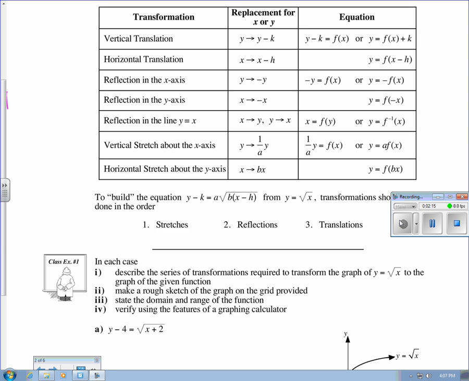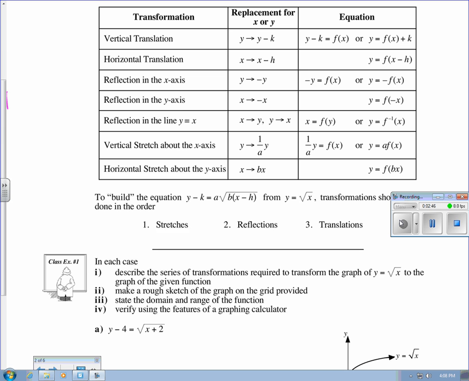Something to add to your study sheet for this unit, it's important for the final exam. Vertical translation has to do with the letter k. Take note of whether it's on the left or the right-hand side. Horizontal translations have to do with the letter h. It's always on the right-hand side, and it's always an opposite. Reflections in the x-axis, where you flip y with negative y. Reflections in the y-axis, pardon me, x becomes negative x.